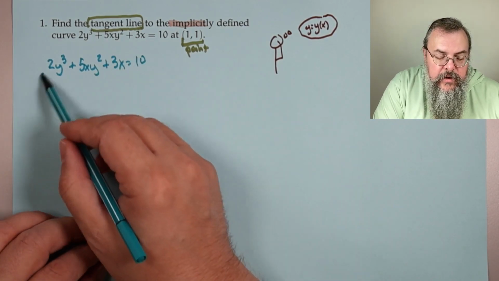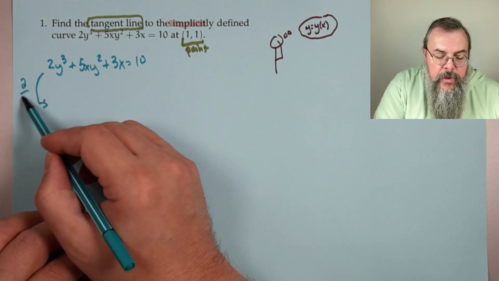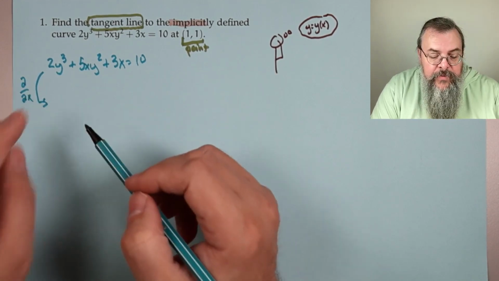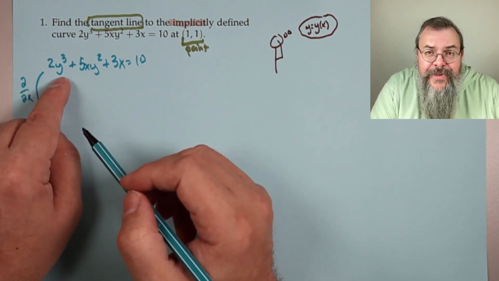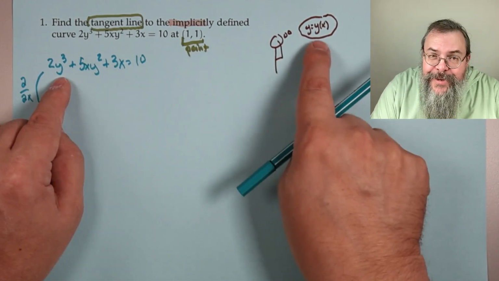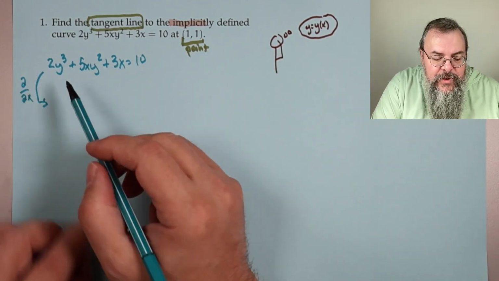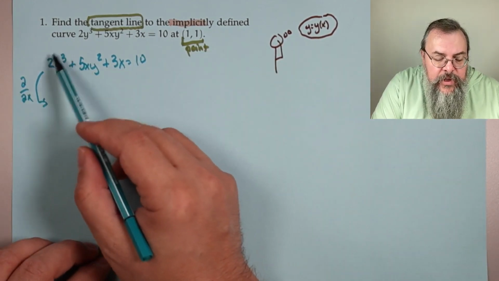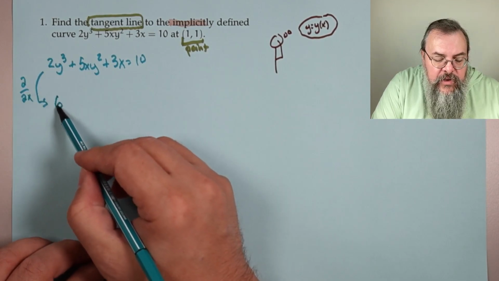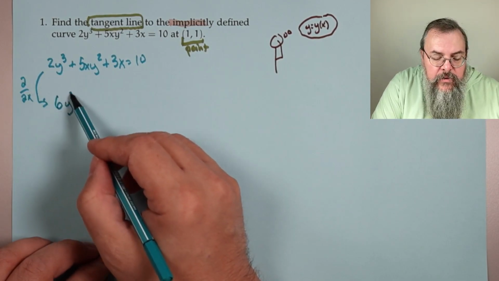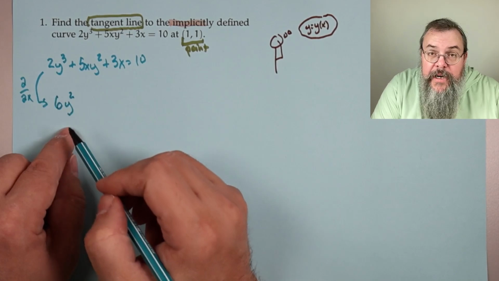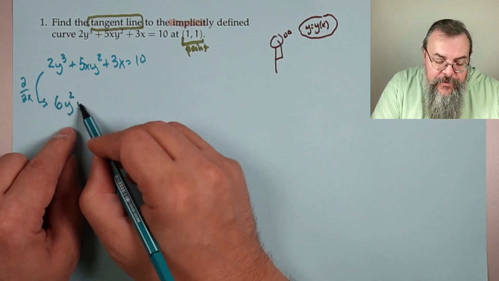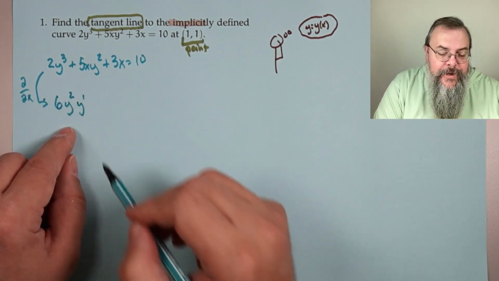And here we go. d/dx. Now you might say, 0, right? Because there's no x. But there is. y is a function of x. That's why you have to think chain rule. So 3 comes down. 2 times 3, 6. y squared times the derivative of y, which is y prime. Isn't that nice how that works?